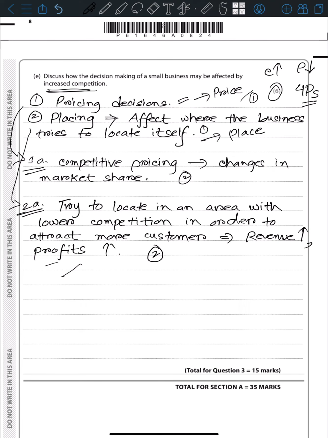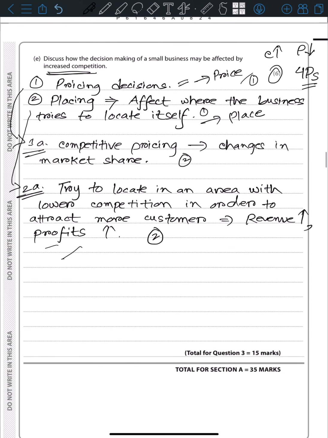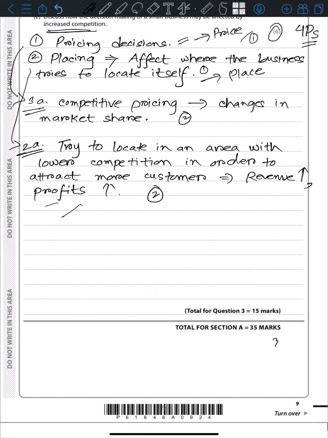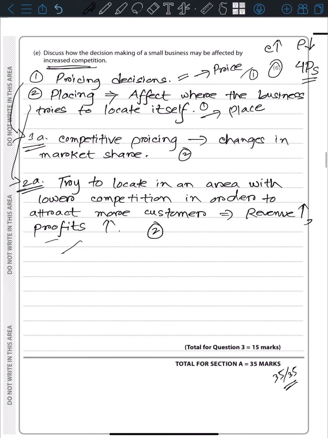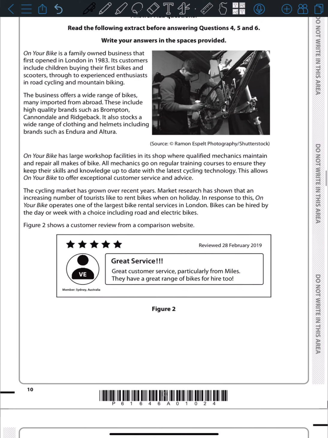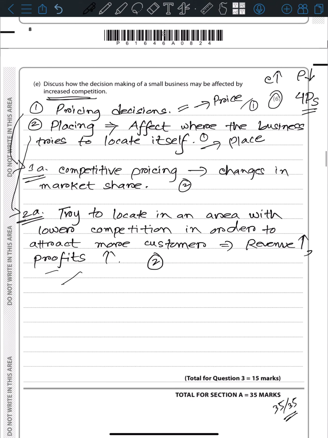If we try to follow this structure, then I feel like it's going to be easier because this has worked for me during my exams. So we are done with section A, and this will give us 35 out of 35 marks, which we want. And that is it for today. We have 2 more sections. These are extracts based and a few longer answers.